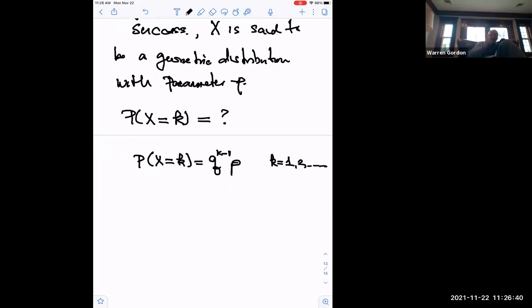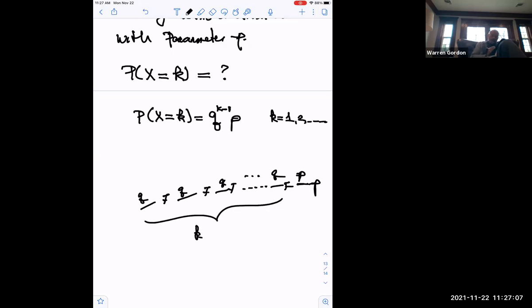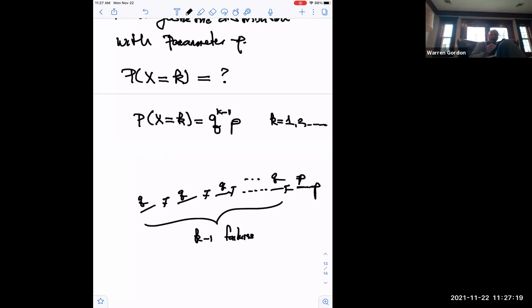So in order to get a success on the Kth trial, the first K minus 1 trials must have been failures. So by independence, it's the product of the individual probabilities. So what happened was we got failure, failure, failure, failure, and ultimately we got a success. Failure, failure, failure. So we had K minus 1 failures. And by independence, the product of the individual probabilities, we find the probability of success on the Kth trial to be Q to the K minus 1 times P.